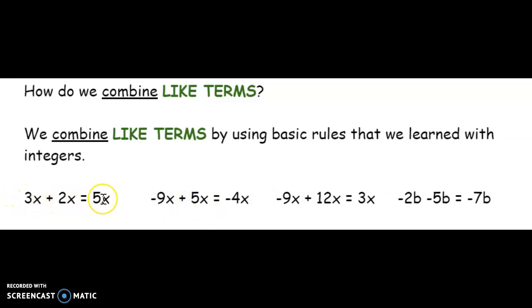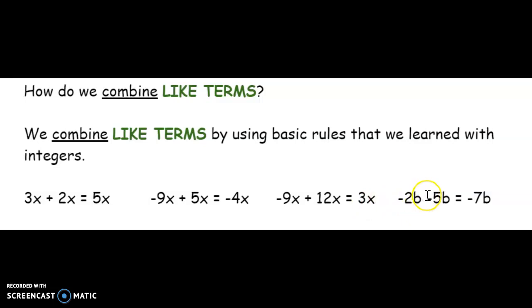3x plus 2x equals 5x, because we know that when we have a positive plus a positive, we get a positive. Let's look at the next one. Negative 9x plus 5x equals negative 4x. A negative plus a positive can give us a negative. Negative 9x plus 12x equals 3x. We can see as we look at the coefficients that negative 9 plus 12 gives us 3, and we just carry over the x. Here's our last one.